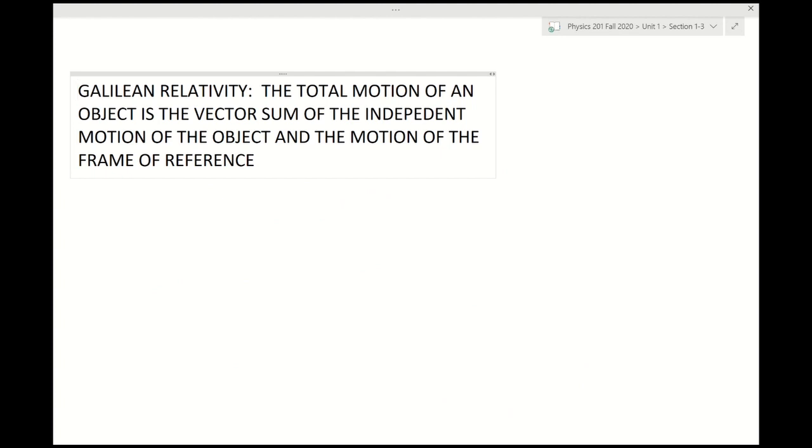You may have actually heard the term relativity. The idea of what we call relativity is sometimes referred to as Galilean relativity and Einsteinian relativity. Now, the Galilean one is the pretty straightforward one in that it's simply going to be that the total motion of an object is the vector sum of the independent motions, and that's a misspelling right there. That should say independent motion of the object and the motion of the frame of reference.